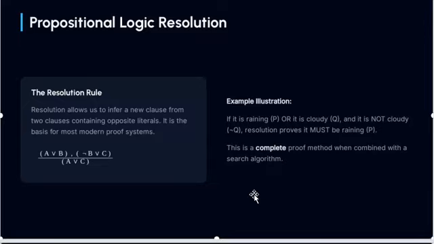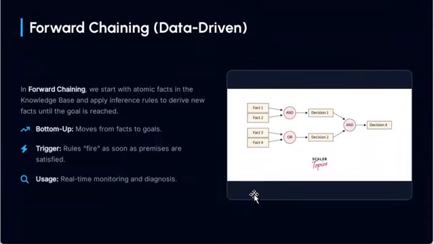Let us take an example: it is raining or it is cloudy. And the second statement we take is it is not cloudy. From these two statements, we can conclude that it is raining. This is possible because the statements cloudy and not cloudy cancel each other, and in the end, we get that it is raining.